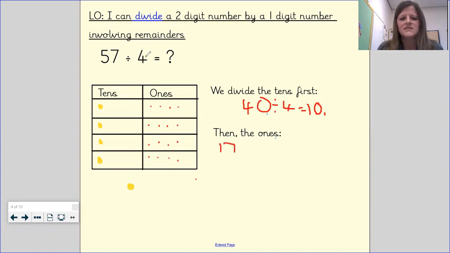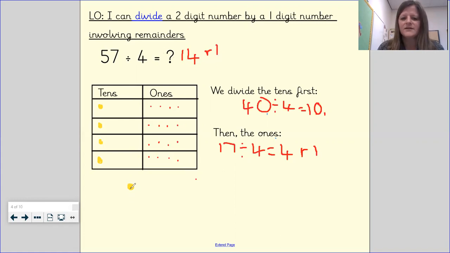Hopefully you can start seeing this now. If you know that 4 goes into 40 and it's going to leave 10, and then we've got 17 remaining. 17 shared into 4 equal groups gives us 4, because 4 times 4 is 16. We can get close to 17, but it's not divisible exactly by 4. Remainder 1. So therefore 57 divided by 4 is 14, remainder 1. Don't forget to add on your remainders, okay?